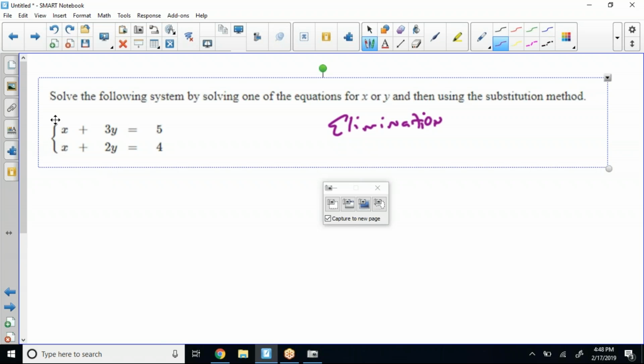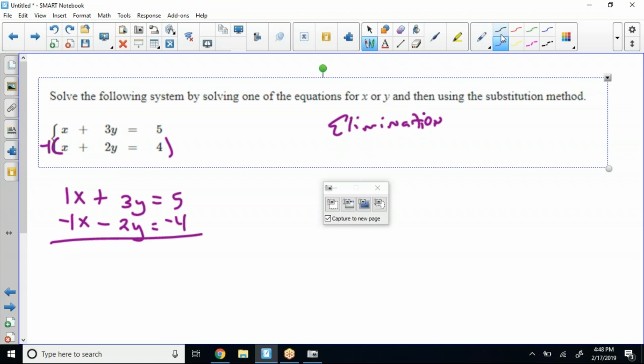Just kind of be aware of that. So I've got, and I'm going to use elimination by addition. So that means I have to get both of these to be the same number or the same coefficient in front, but opposite signs. So what I'll do is I'll multiply the bottom one by negative 1. So that would give me, here's the top one. So if I do the bottom one by negative 1, that's negative 1x minus 2y equals negative 4, right? And then when I add them, I eliminate my x's, which is what I'm wanting. Then I get y equals 1, which is great because then I ain't got to do anything else.